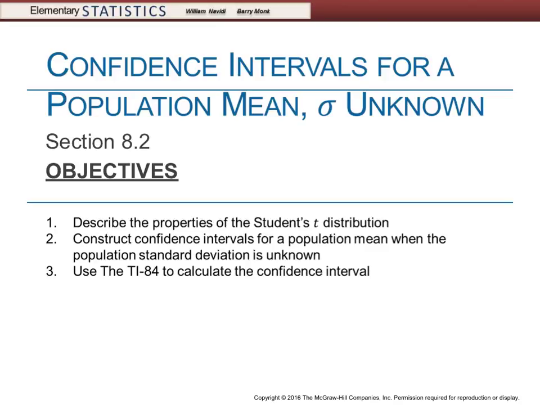In section 8-2, we're going to be computing confidence intervals for a population mean, but here the sigma is unknown. So our objectives are to describe the properties of a student t-distribution, construct the confidence interval for a population mean when the population standard deviation is unknown, and then use the TI-84 to calculate confidence intervals.